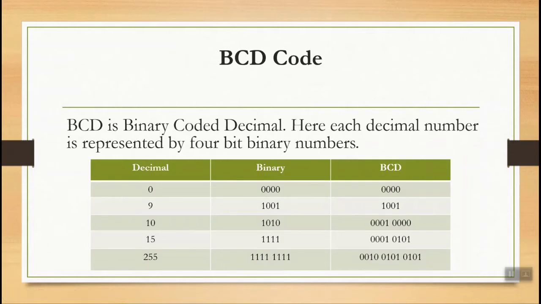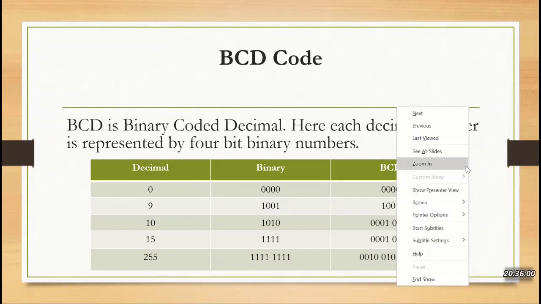some more codification systems. One of them is BCD. This is binary coded decimal. Here all the decimal numbers are converted into binary and grouped in 4 digits. For example, 9 is 1001. In BCD also it is 1001.